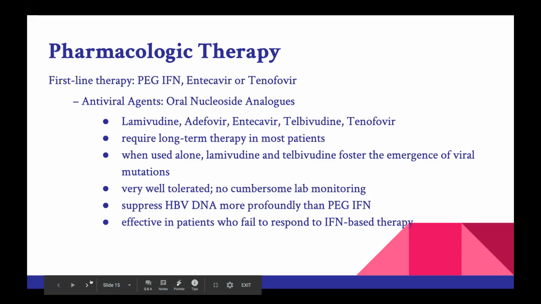And when used alone, lamivudine and telbivudine foster the emergence of viral mutations. And also, they are very well tolerated. No cumbersome lab monitoring is required. Then the action of oral nucleoside analogs is that they inhibit the synthesis of DNA. Thus, it suppresses the hepatitis B virus DNA more profoundly than the pegylated interferon. Then it is effective in patients who fail to respond to interferon-based therapy.